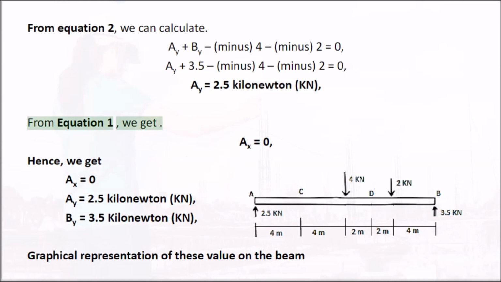From equation 1, we get Ax equals 0. Hence, we get Ax equals 0, Ay equals 2.5 kN, By equals 3.5 kN. Here is the graphical representation of these values on the beam.